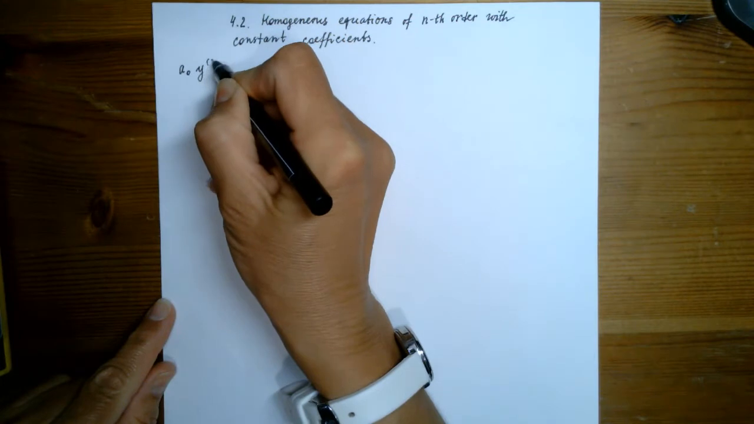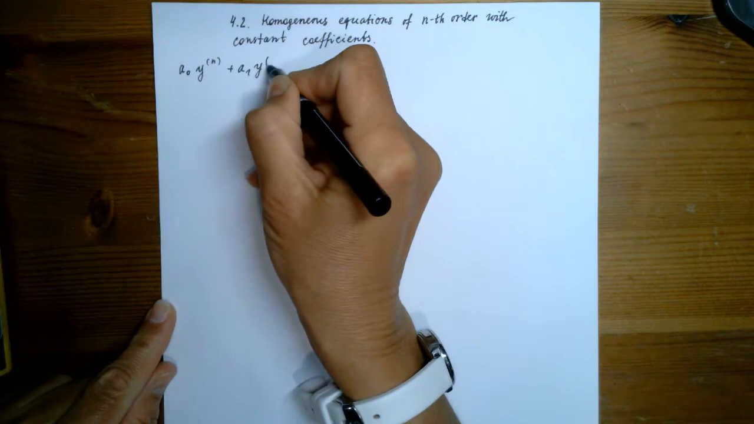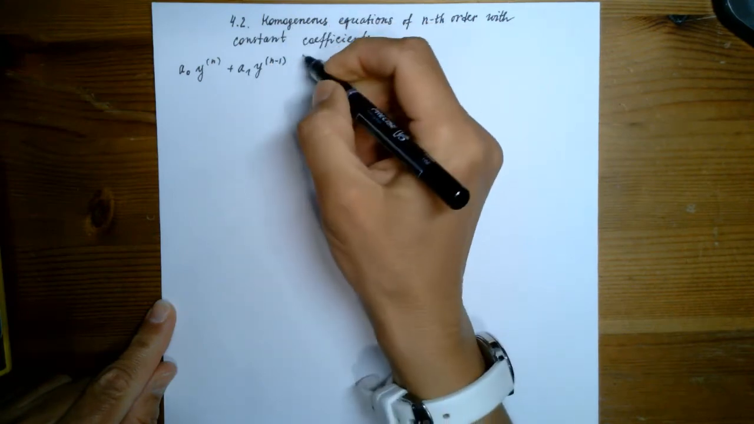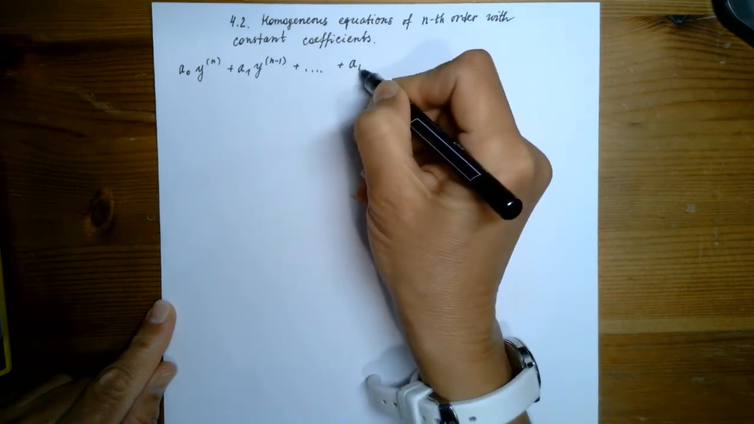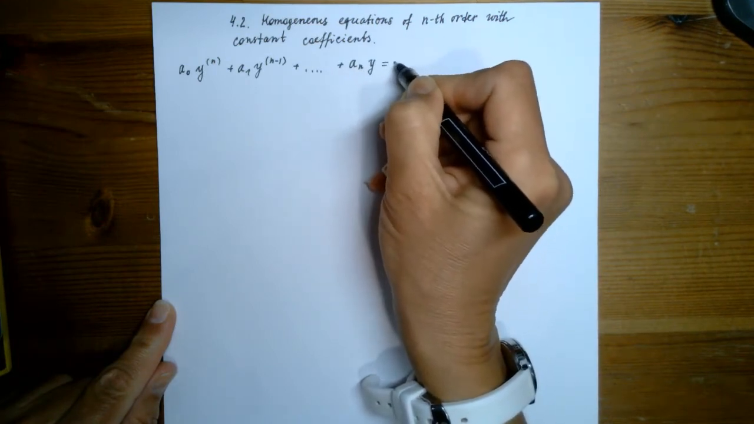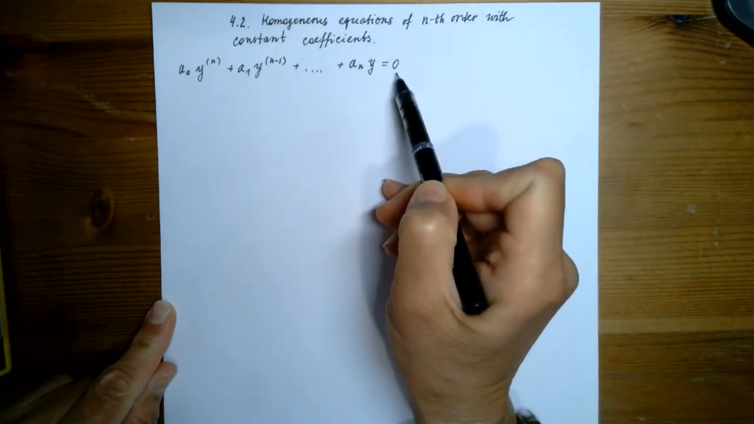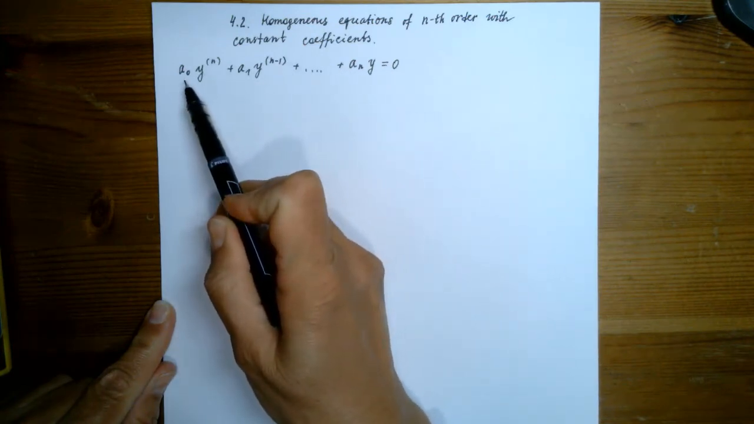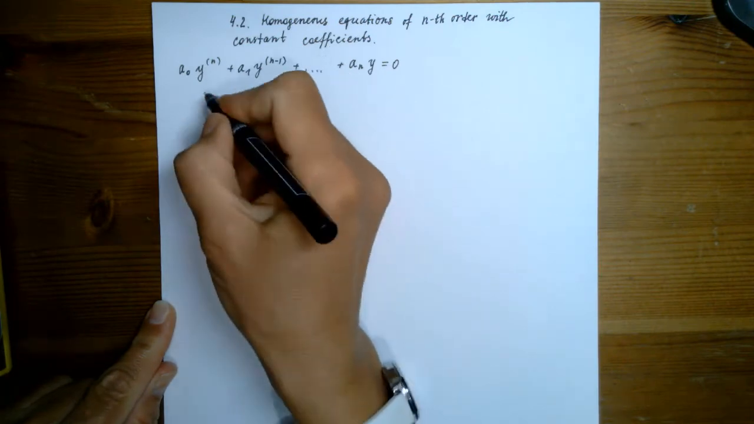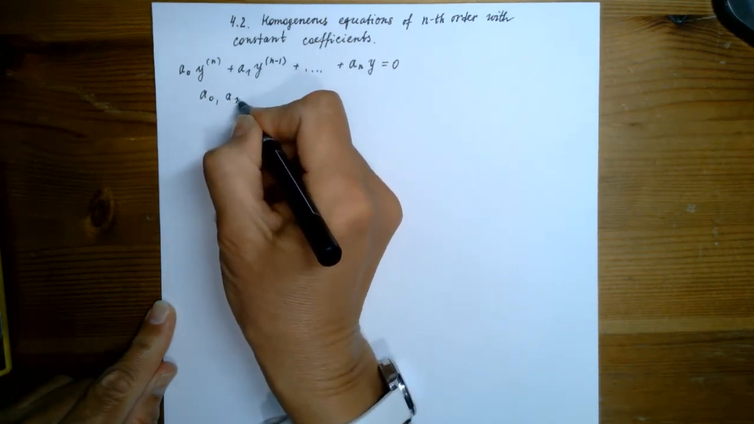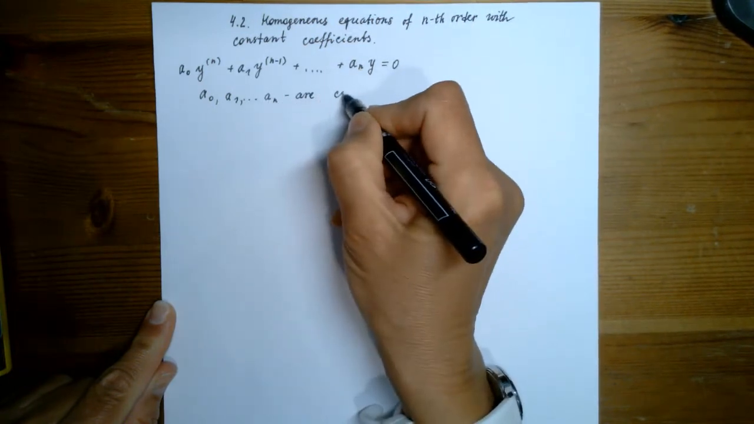a0 y nth derivative plus a1 y (n minus 1) derivative plus lots of other terms, and the last term is going to be an y equals 0. So the equation is homogeneous. Homogeneous means that we do have the right side equal to 0. We have constant coefficients a0, a1, a2, and finally an. All of them are constants. I'm going to write down a0, a1, an are constants.